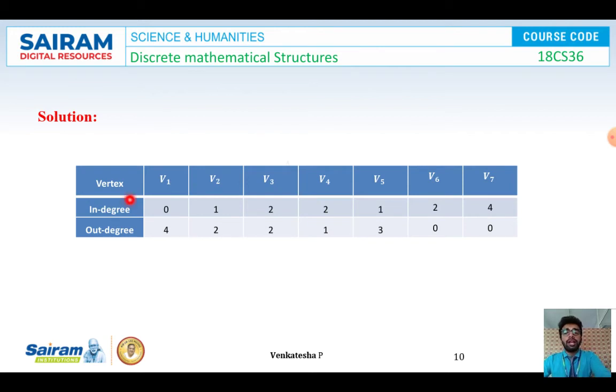The number of in-degrees at the given vertices: v1 is 0, v2 is 1, v3 is 2, v4 is 2, v5 is 1, v6 is 2, v7 is 4. The number of out-degrees at v1 is 4, v2 is 2, v3 is 2, v4 is 1, v5 is 3, v6 is 0, v7 is 0.